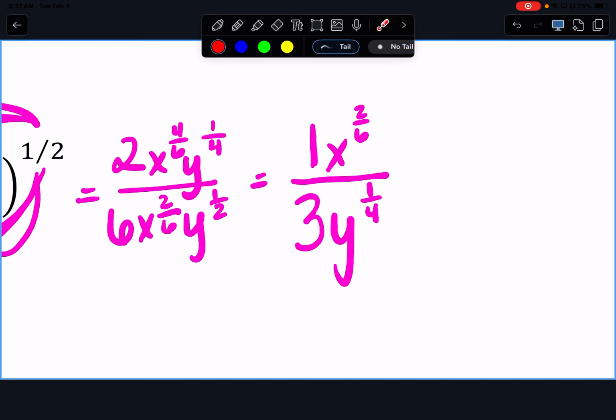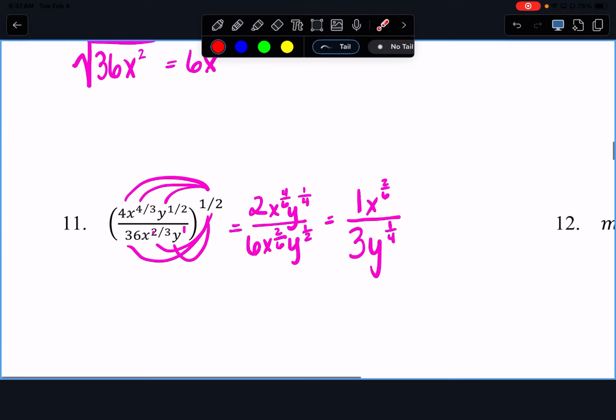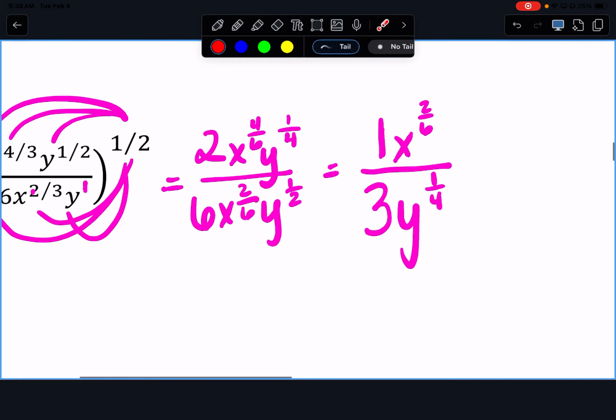Is that the same problem? I just did it more complicated. You can do it either way. I didn't simplify from there.